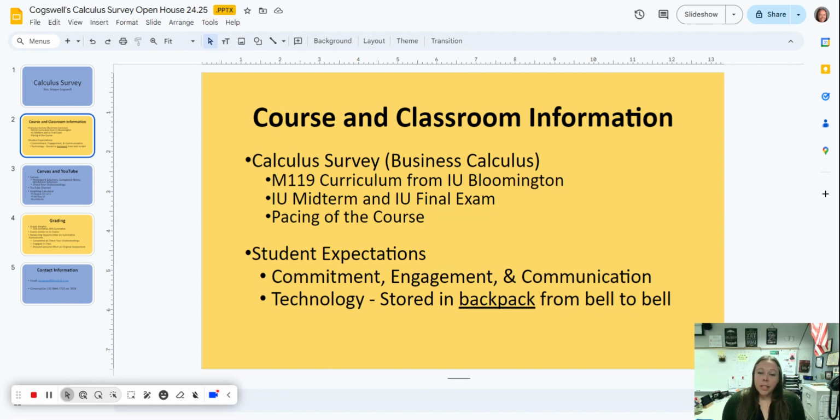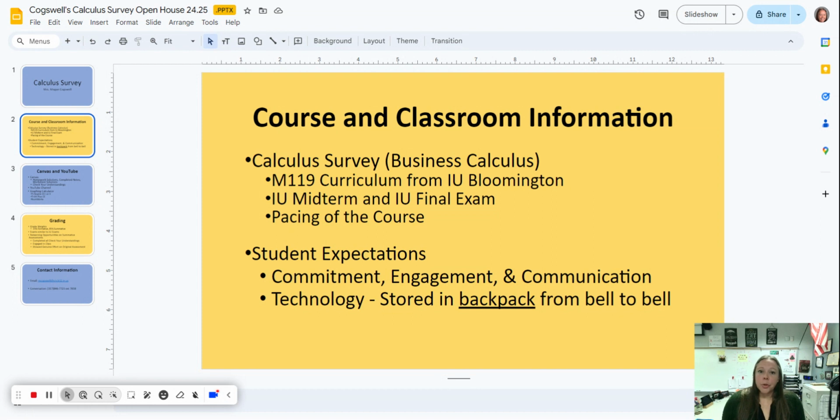And then the pacing of the course, we usually finish the curriculum by spring break. Then after spring break, we do what I call additional topics. So we'll go back and do some of the sections because, for example, they do consumer and producer surplus after spring break. And then we'll also do a couple concepts that if they're going to go on to take Calc 1, I want them to see before they take calculus in college. So it's been very successful, and then we usually end the year with a project.